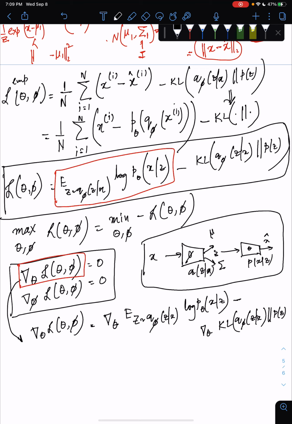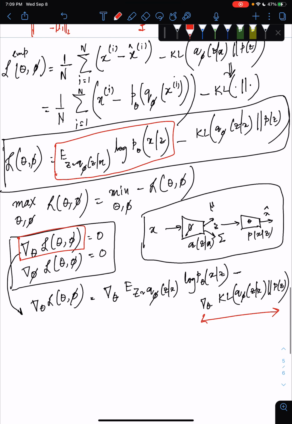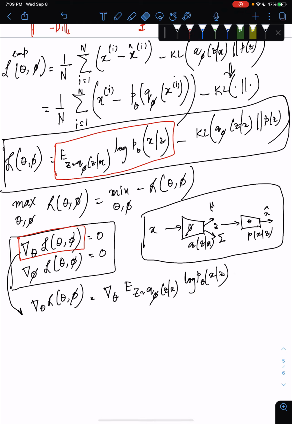Okay, simple. Now first have a look at this particular gradient. This gradient is actually 0. Why? Because this scale term doesn't depend on the parameters theta. So this whole thing is actually 0, so we can straight away ignore this. So I can remove this. Now what we are left with is this particular term.